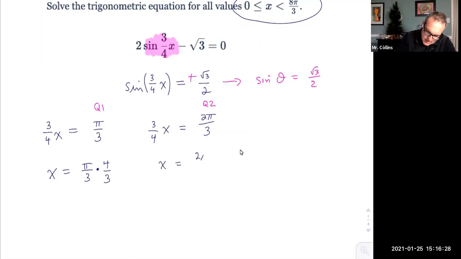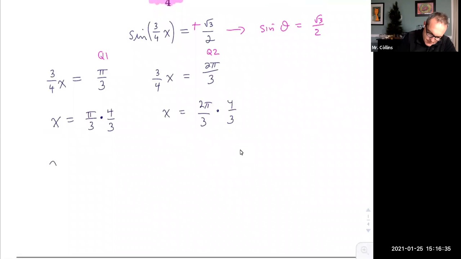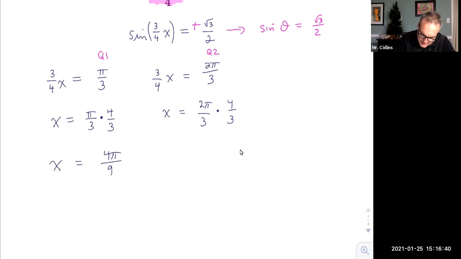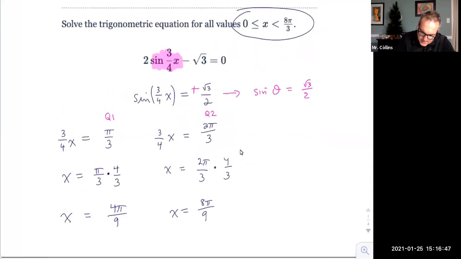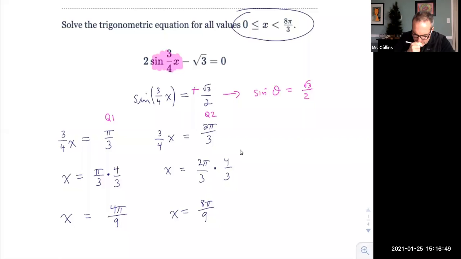And of course, the same thing here. To get rid of 3/4, I would multiply by 4/3 and then simplify as best I can. So here I get 4π/9. And here I got 8π/9. And then I think you'll see there's a pattern to this. Those two values are both less than 8π/3. Now here's the thing. Since they want all the values that go up to 8π/3, I have to see if I can go a little bit further.